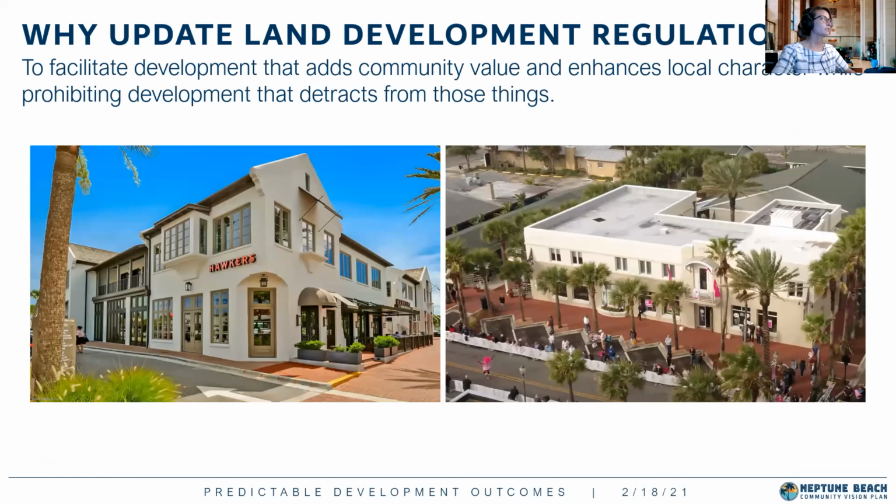So why is it important to update land development regulations? There's many reasons. One of the most important is to facilitate the type of development that the community wants and values, while prohibiting development that detracts from the overall character. And so here are two great examples in downtown of developments, both new development and renovation, that add a lot to the community character. So how can we make the code work to ensure that we get these kind of results that really enhance the quality of life and character of Neptune Beach?